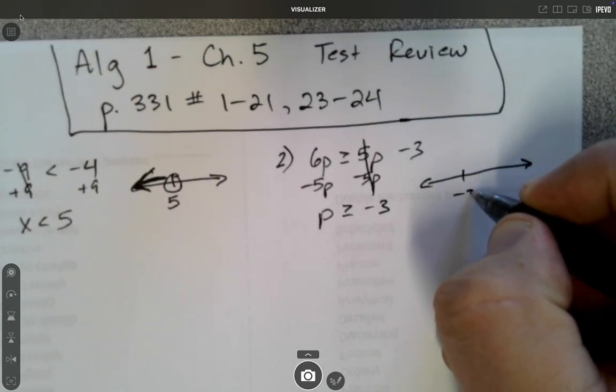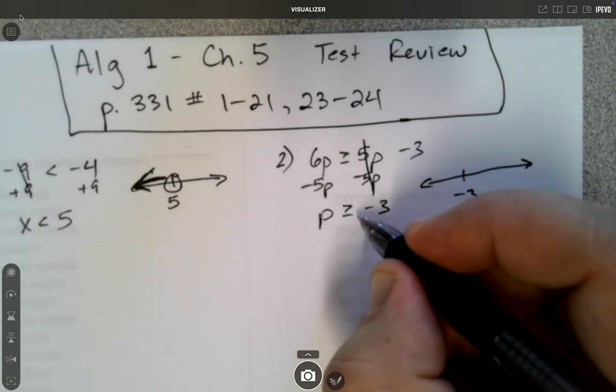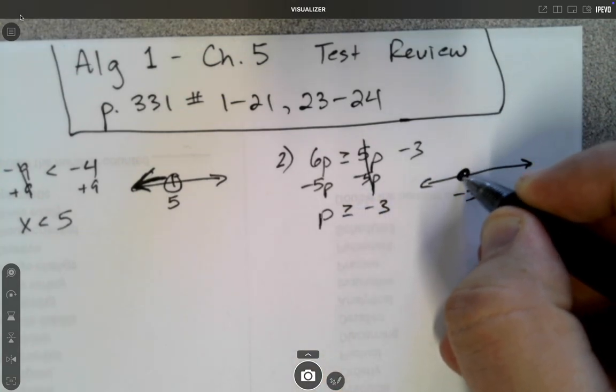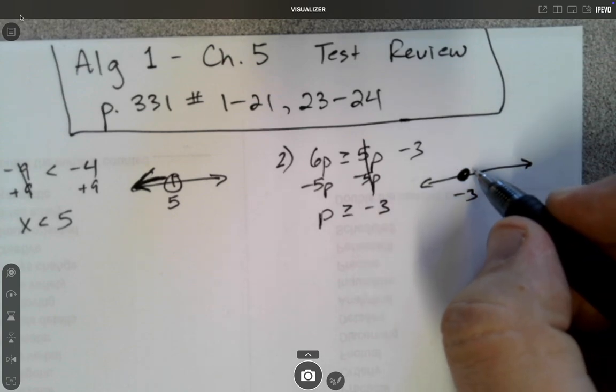So I put negative 3, and since this does have an "or equal to," I put a closed dot there. Since it's greater than, I do it to the right.